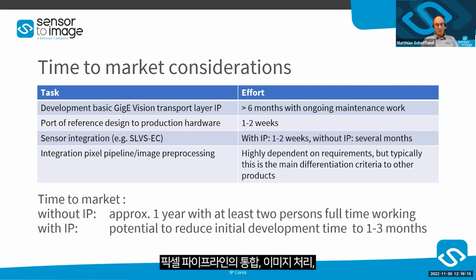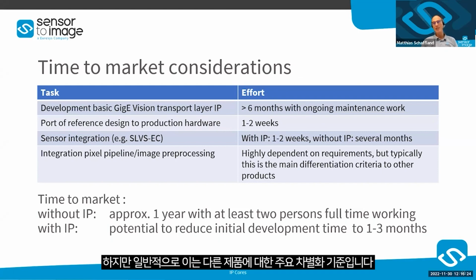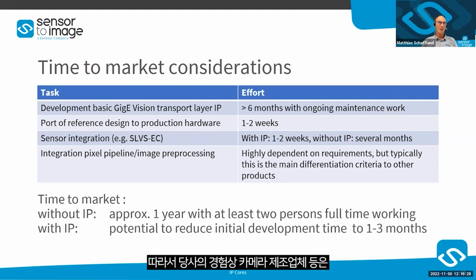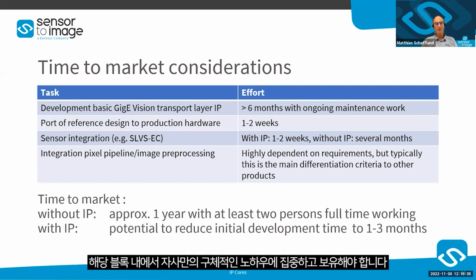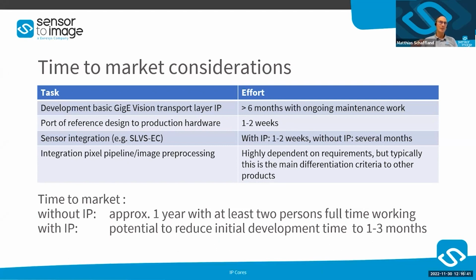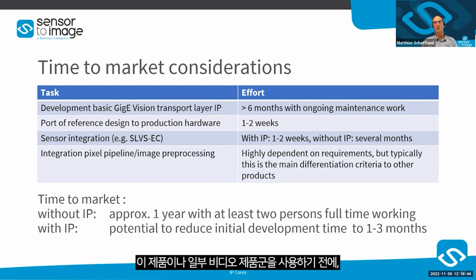The integration of the pixel pipeline, the image processing, is highly dependent on the requirements, so I cannot give a general guideline or rule here, but typically this is anyway the main differentiation criterion to other products. So in our experience, this is where the camera manufacturers should focus and have their own specific know-how within that block. Only a few common things could be reused as IP cores, as mentioned before, using HLS or some video suites. But if you have special things, this is really your own know-how on IP.